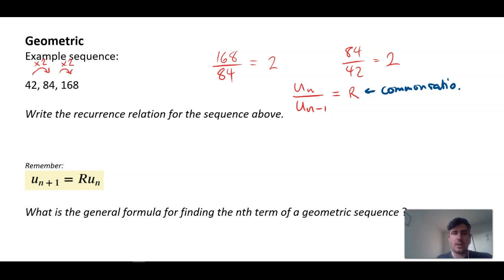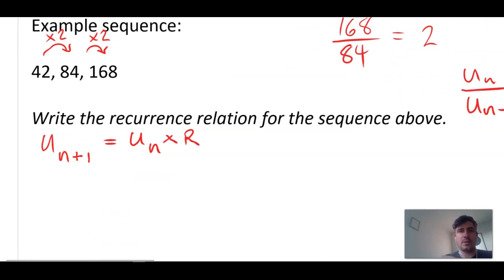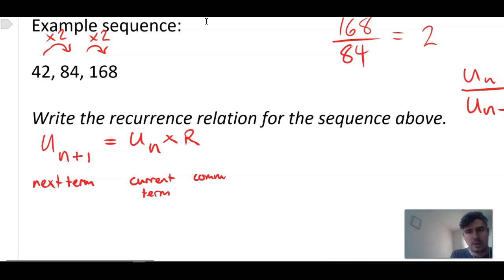In order to do a sequence with a common ratio, you have to have a rule or a recurrence relation. A recurrence relation is one way of showing how to write a sequence. So you always start with un plus 1 to mean the next term, equals un times r. That means the current term times the ratio. Let me annotate that with the meaning of each one. This is the next term, this is the current term, and this is the common ratio.